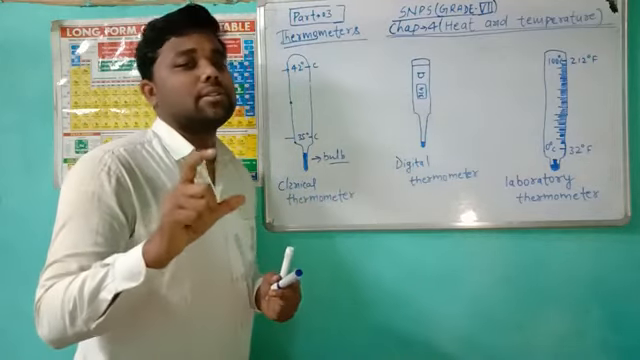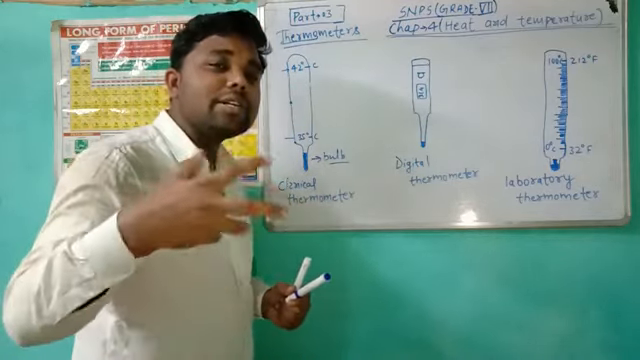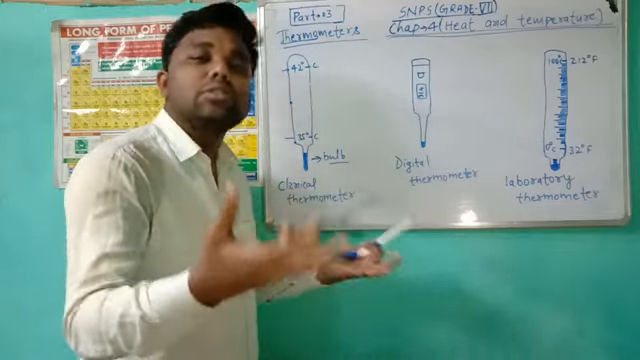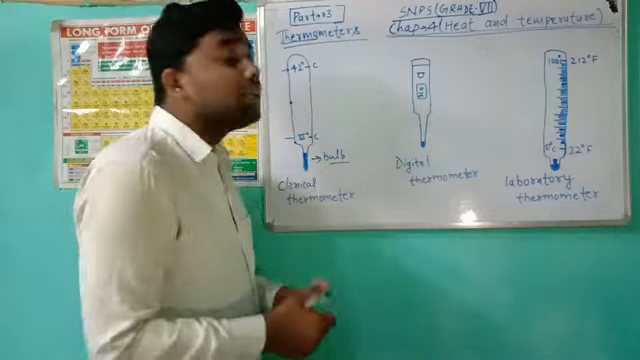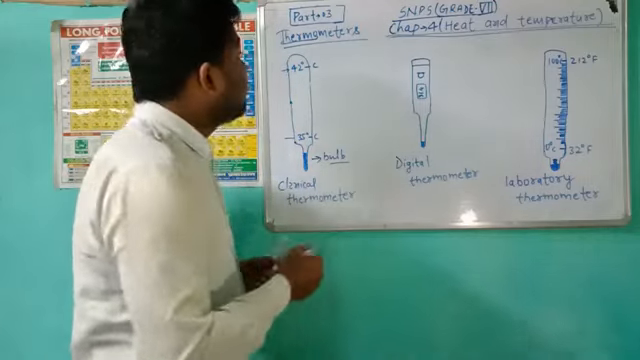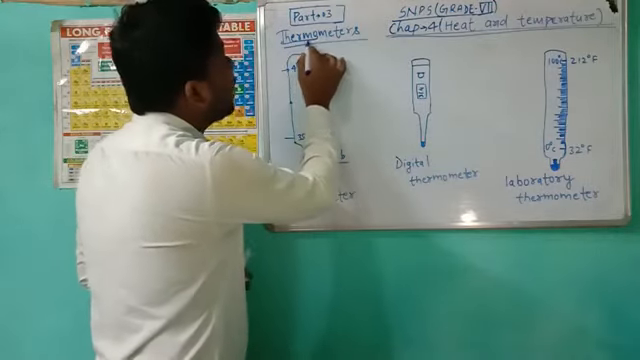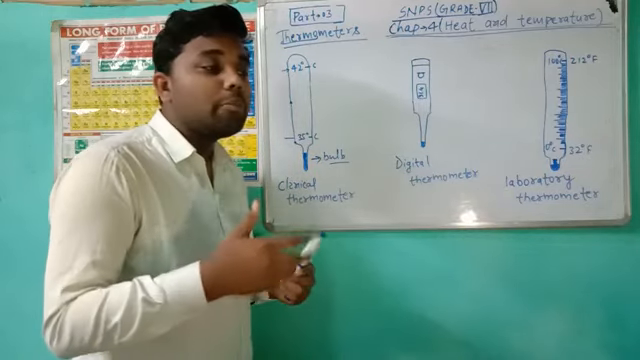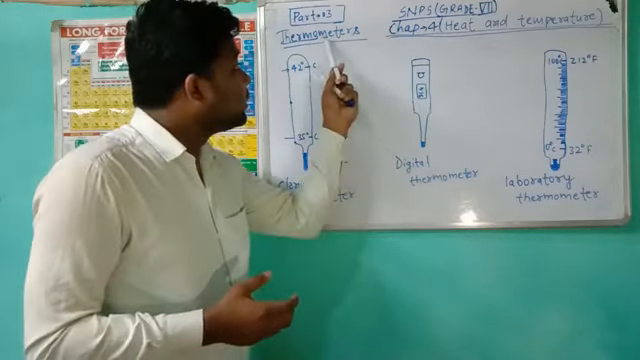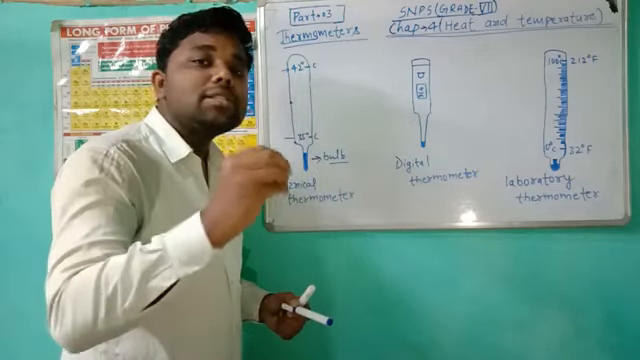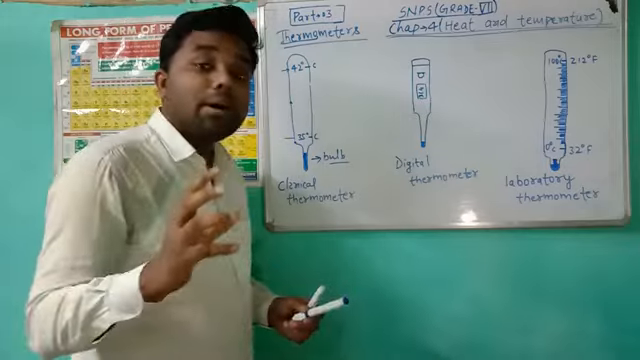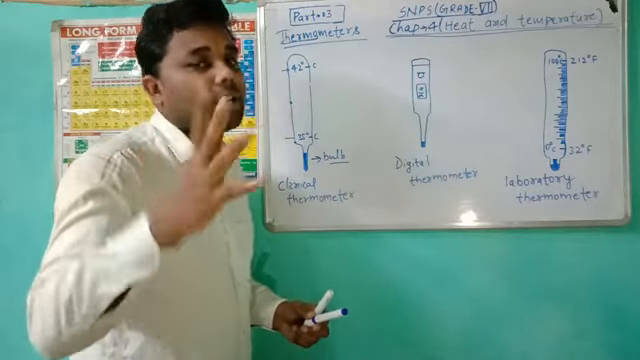It is a device that measures the temperature of human beings and other things. This is simply called a thermometer, in which thermo, T-H-E-R-M-O, is a Latin word that means heat, and meter means a measuring device. So what is a thermometer? A thermometer is a heat measurement device.